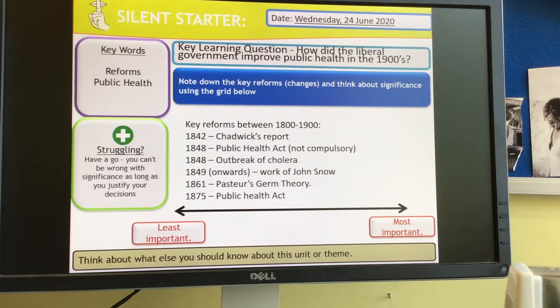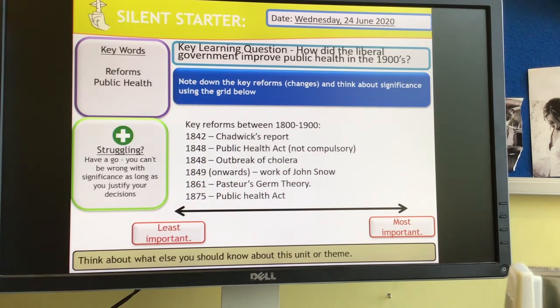Now the word Liberal, if you get confused, is just a political party. So we may have a Conservative government now, Labour government when the NHS was set up, and a Liberal Democrat government in the early 1900s. So that's why it's called Liberal Reforms, because it's the political party in charge that put these changes in place.